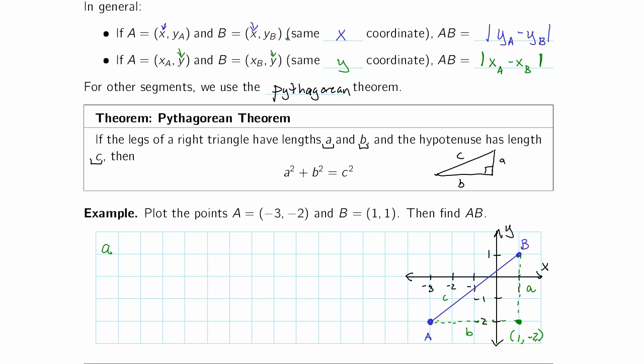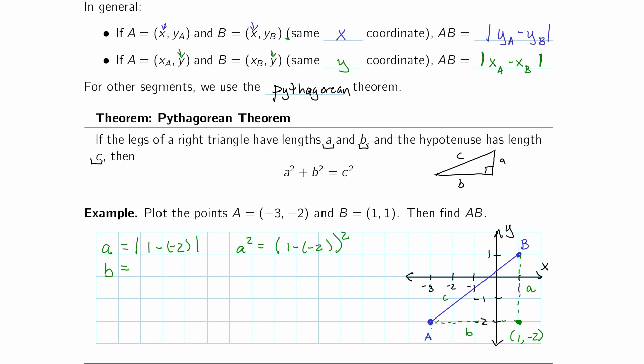So to get from 1, -2 up to 1, 1, I'll need to take 1 minus -2 and then take the absolute value of that. So a squared, now this is neat. When I square it, I no longer need the absolute value, because when I square it, I get a positive result regardless. So I don't need the absolute value anymore if I know I'm going to square it.